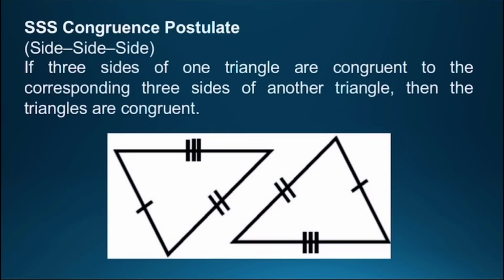Next, for SSS congruence postulate or the side, side, and side, if three sides of one triangle are congruent to the corresponding three sides of another triangle, then the triangles are congruent.